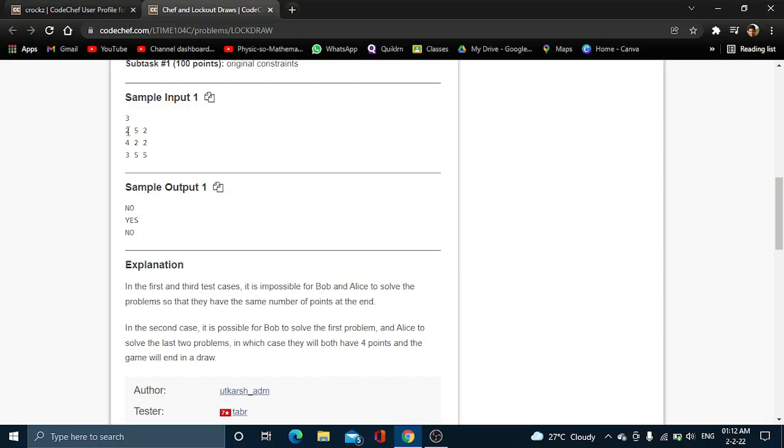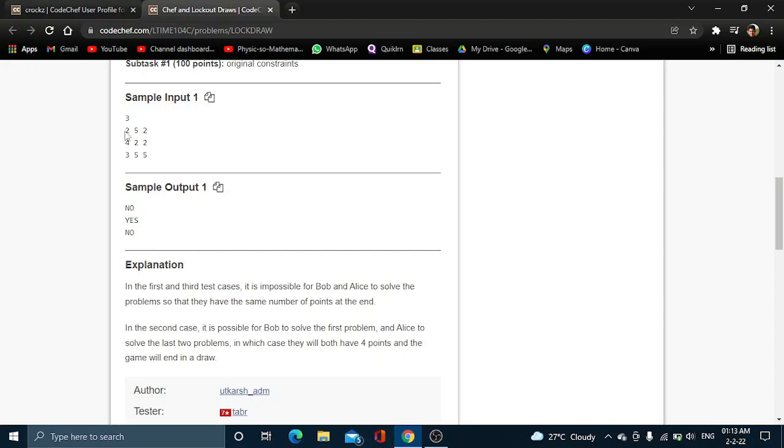We should not only check in this way, we have to check in multiple ways. Like let us assume the first and second questions are solved by Bob. First we had assumed only the first question is solved by Bob. Now let us assume the first two questions are solved by Bob. So even if Bob solves the first two questions, he will get 7 and Alice will get 2, which means the points scored by both the players are not equal. So the match ends in no draw. So we print no.